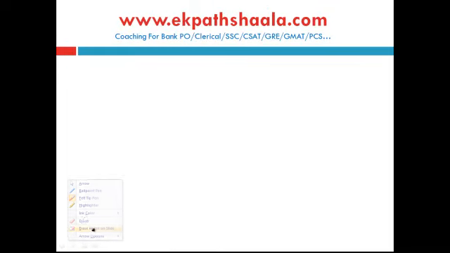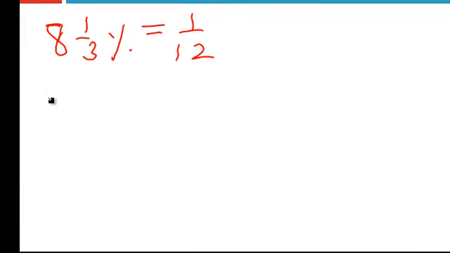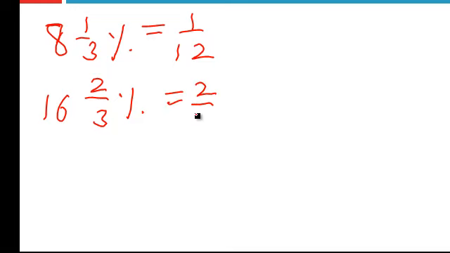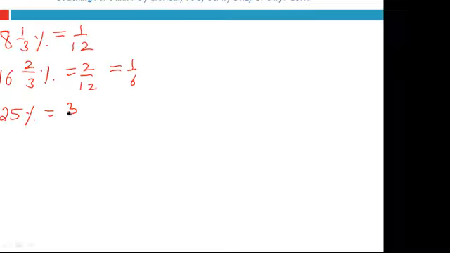Now let us come to the next family, that is 8 1 by 3%. The fraction is equal to 1 by 12. Multiplying the first value on both sides by 2, it becomes 16 2 by 3%, that is 2 by 12, which is 1 by 6. Multiplying the first value on both sides by 3, it becomes 25% and 3 by 12, that is 1 by 4. So on, we can move on with the table.